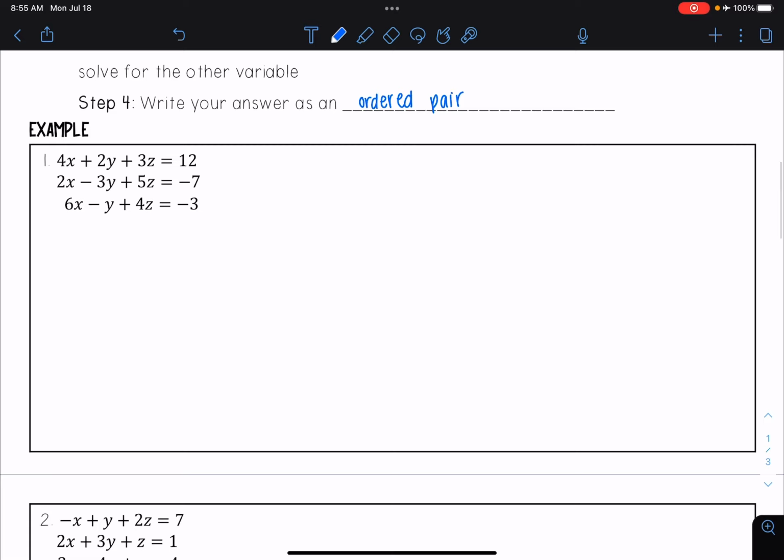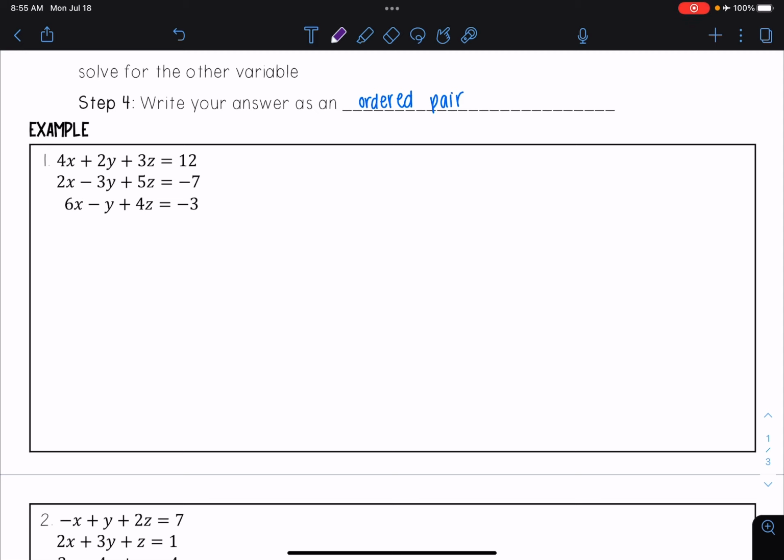So let's look into solving one of these. For the first example, I have these three equations. 4x plus 2y plus 3z equals 12, 2x minus 3y plus 5z equals negative 7, and 6x minus y plus 4z equals negative 3. This is a 3-variable system. I have three equations, and there are three variables present: x, y, and z.